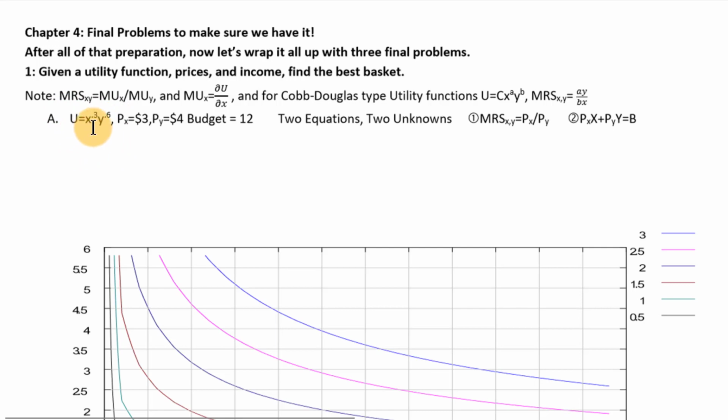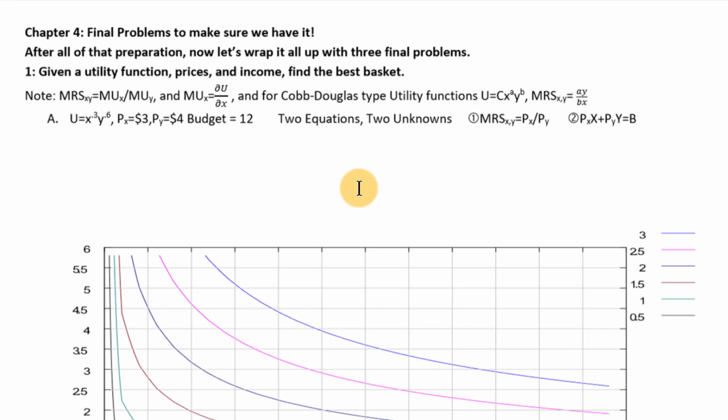Utility equals x to the 0.3 power times y to the 0.6 power. So with this kind of problem, you're always going to be given a utility function, the price of x, the price of y, and a budget. So the price of x is 3, the price of y is 4, and the budget is 12. You're going to have to be very quick at setting up these problems and solving them.